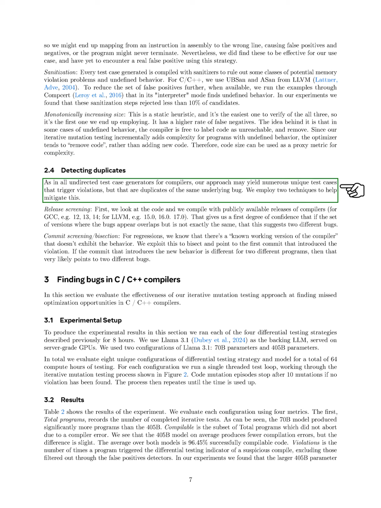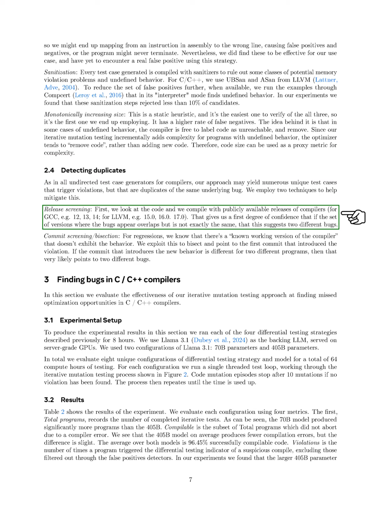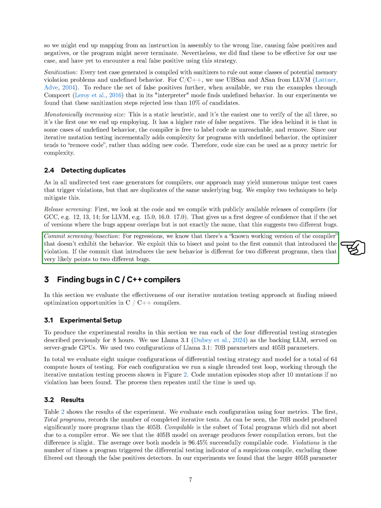To detect duplicates, we employ 2 techniques. First, we conduct release screening by compiling with various publicly available compiler versions. If the versions where bugs appear overlap but are not identical, it suggests different bugs. Second, we use commit screening and bisection for regressions, identifying the first commit that introduced a violation. If this commit differs for 2 programs, it likely indicates 2 separate bugs.